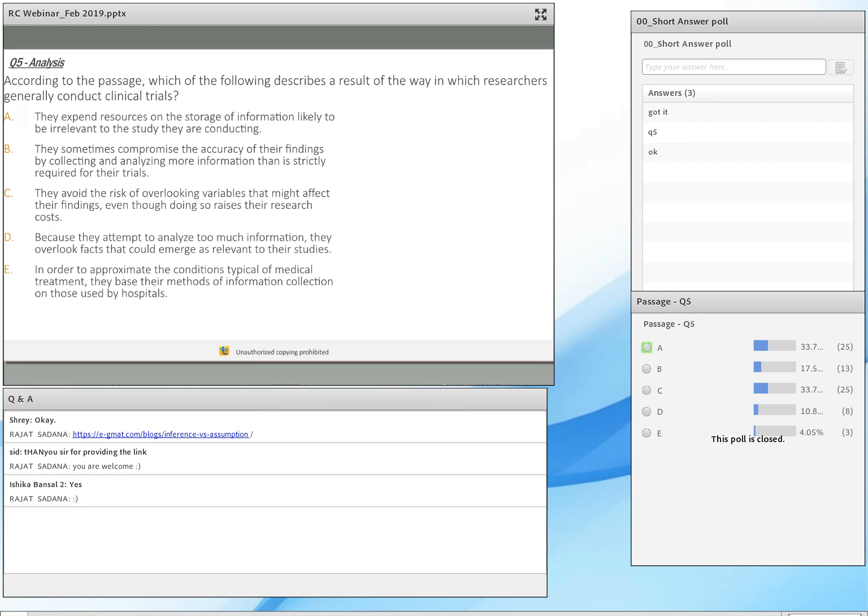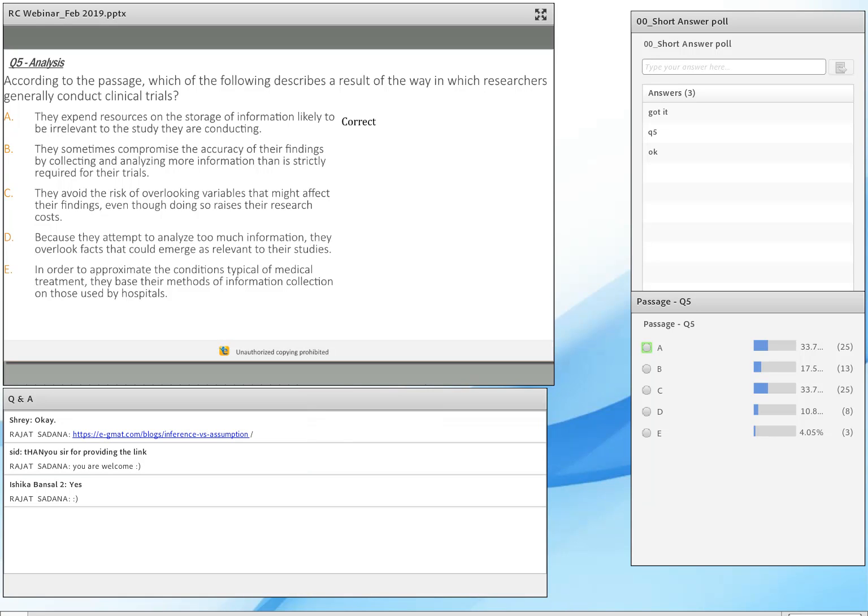Q5 broadcast results: choices A and C are very popular. So the correct answer, if I recall correctly, and if I were to justify it, would be choice A. Why? Because they expend resources. The first paragraph really says that you're storing information which is not as relevant, and then that increases the cost. Let's look at choice C. Why choice B and C? Actually, B, C, and D, all three of them are very popular.